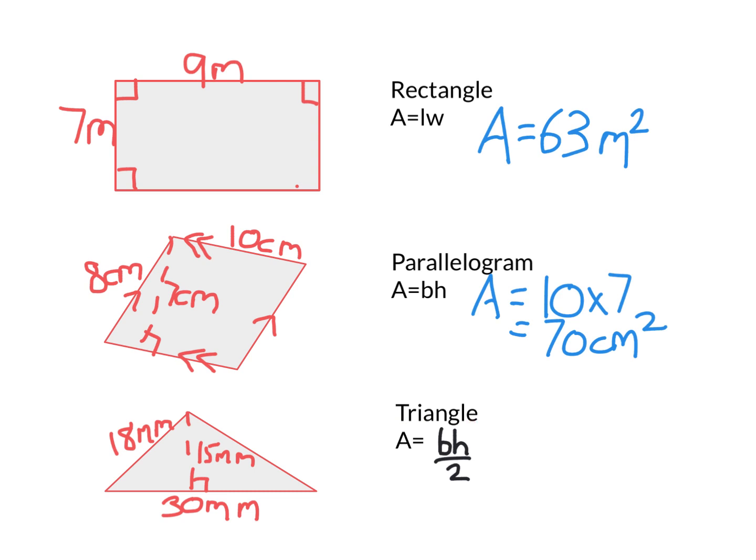So similarly for a triangle, it has an H in its formula. It's the same as a parallelogram but divided by 2. The area of a triangle is base times perpendicular height divided by 2.